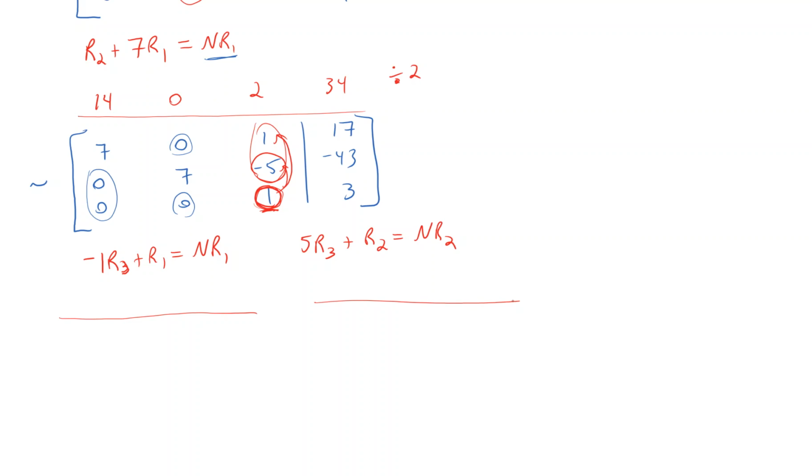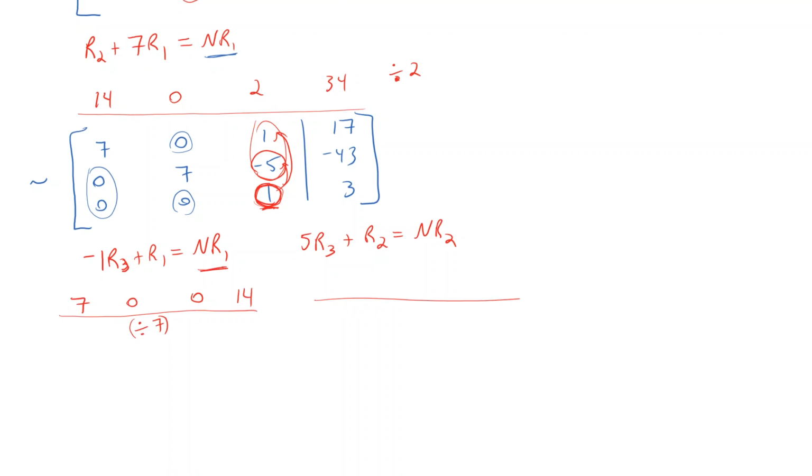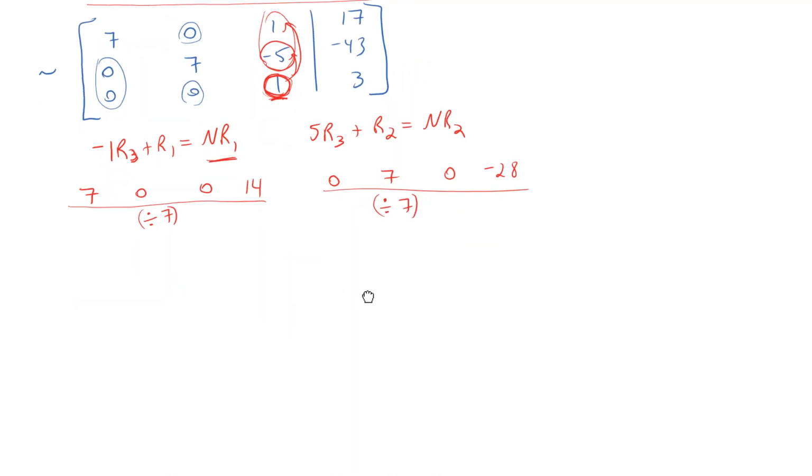So your new row 1 should be 7, 0, 0, 14. But everything there is divisible by 7, so we're actually going to divide those by 7 to get 1, 0, 0, 2 for my new row 1. My new row 2 should be 0, 7, 0, negative 28. And those are all divisible by 7, so let's go ahead and divide by 7 there as well to get 0, 1, 0, negative 4. And then we'll write our new matrix.